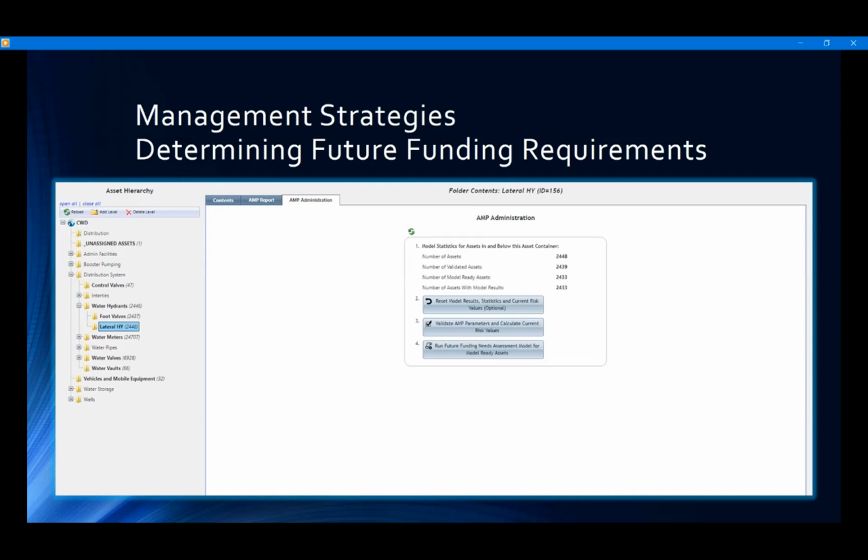And for the few that we don't, we'll obviously have to go back and do some additional digging or sleuthing or some field work in order to make sure that we have all of the relevant data so that we can run the model with its respective management strategy.